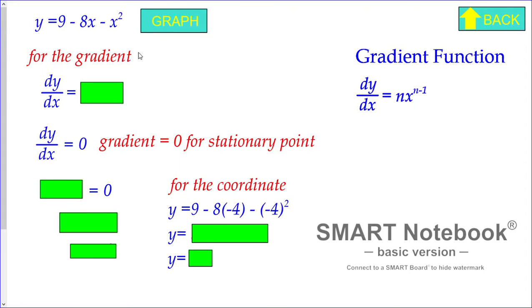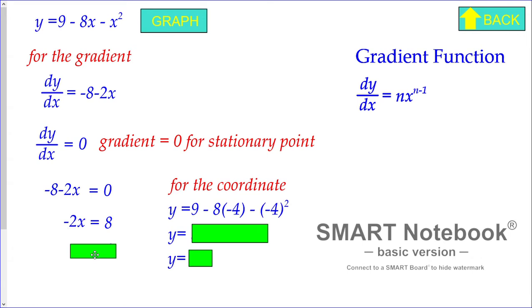We have to find the gradient function as usual. The gradient function is minus 8... we drop off the x and bring down the 2, so minus 8 minus 2x, just like the previous videos. We need to find the x-coordinate when this equals 0. Again, we let the gradient function equal 0 and solve for x. Add 8 to both sides, divide by minus 2. So, the stationary point is found at x equals minus 4.